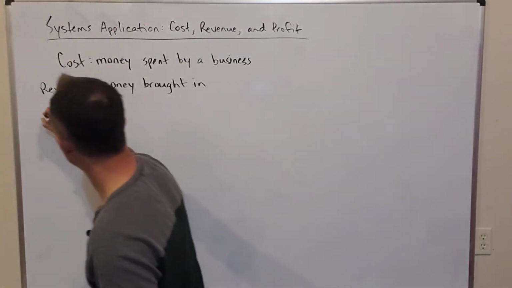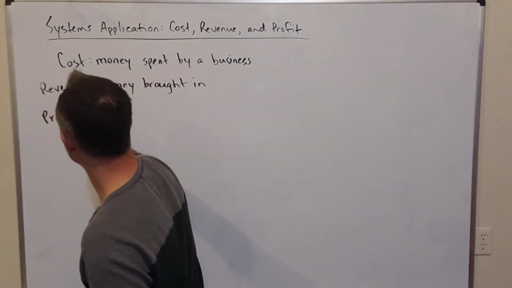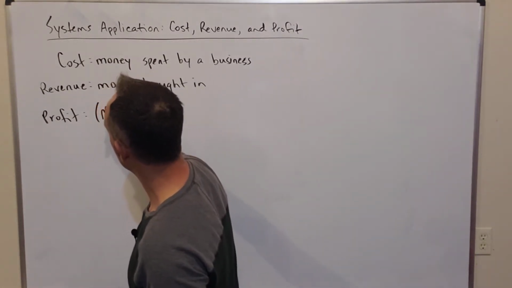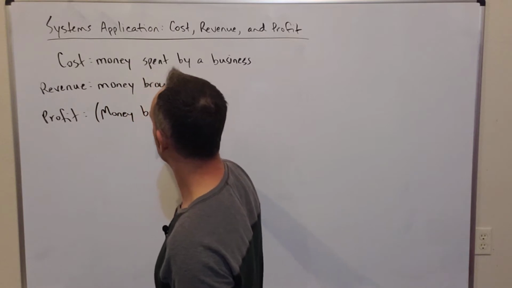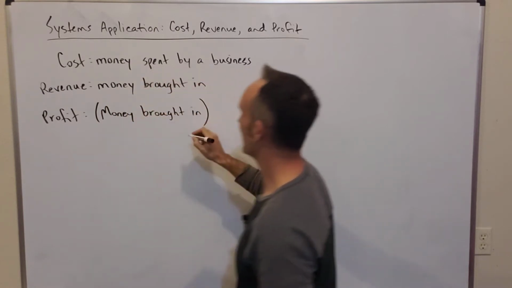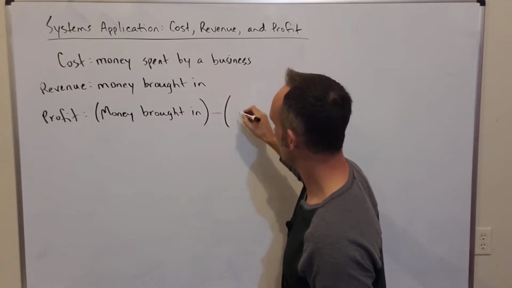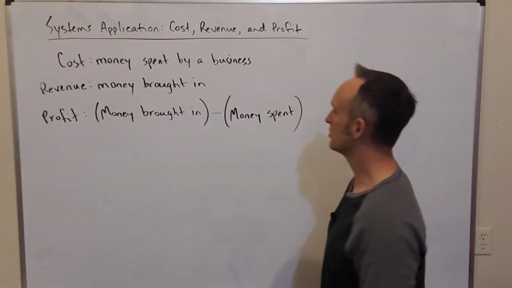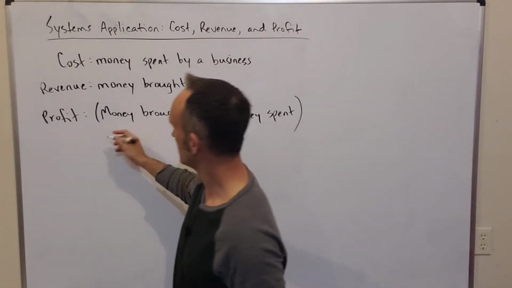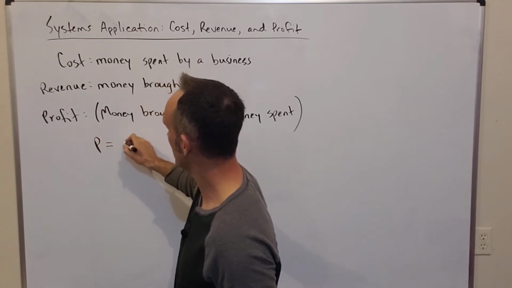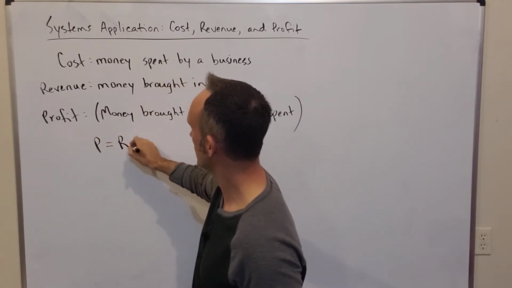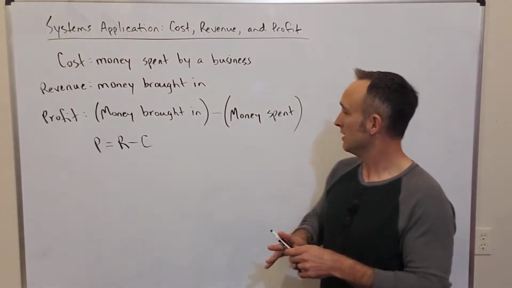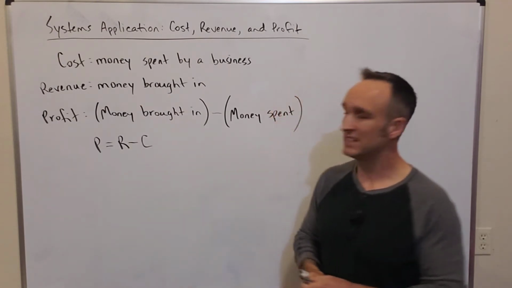So what is profit? You could probably figure out what profit is based on cost and revenue. Profit is literally you take how much money is brought in and you subtract the money spent. Okay? So oftentimes profit is written as profit equals the money brought in, that's revenue, minus the money spent, which is cost. And so all you have to do is subtract to see how much is left over.